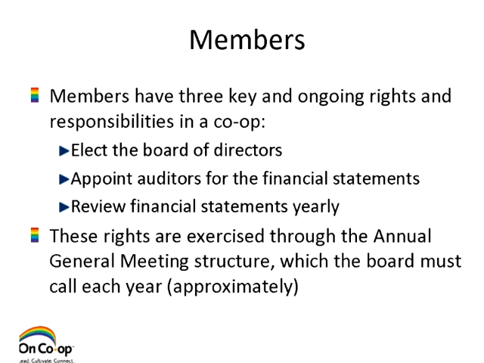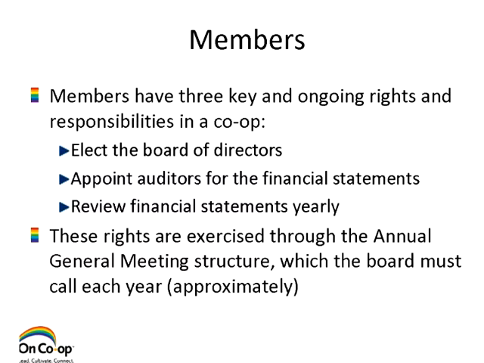Going to talk about each of these groups in turn, but we're going to jump around a bit in some of them because of the way the relationships work. So in terms of member rights and responsibilities, members have 3 key ongoing rights and responsibilities in a cooperative. They need to elect the board of directors, they need to appoint auditors for the financial statements, and they need to receive those financial statements yearly.